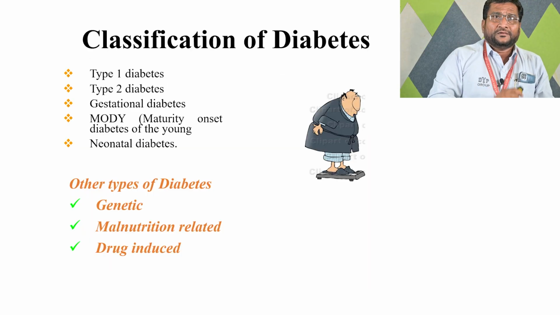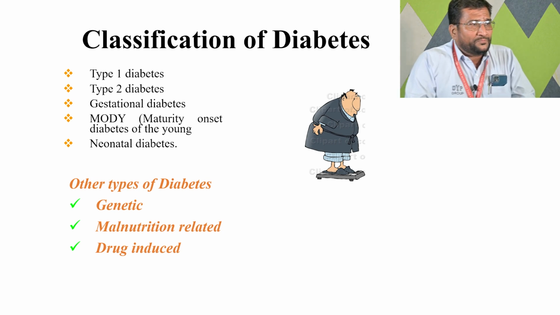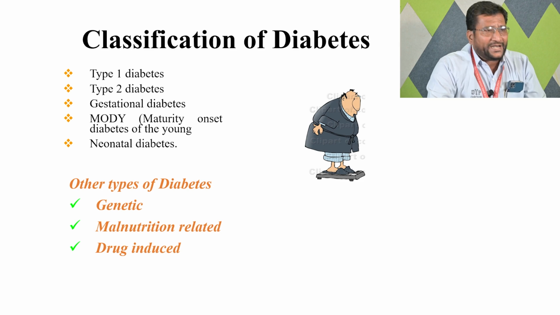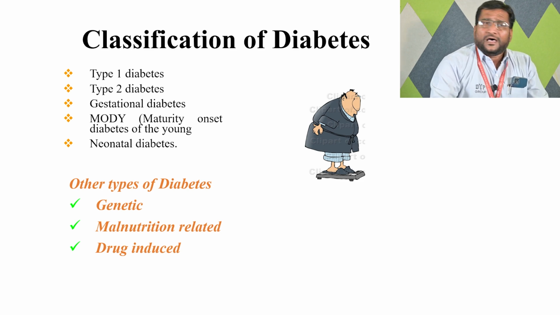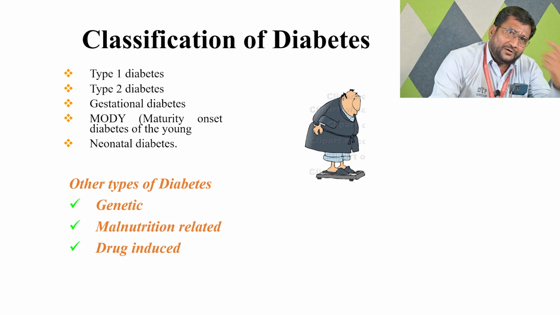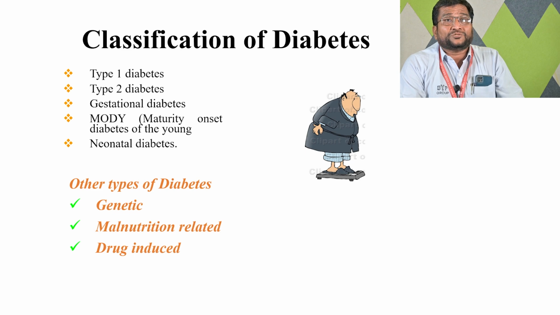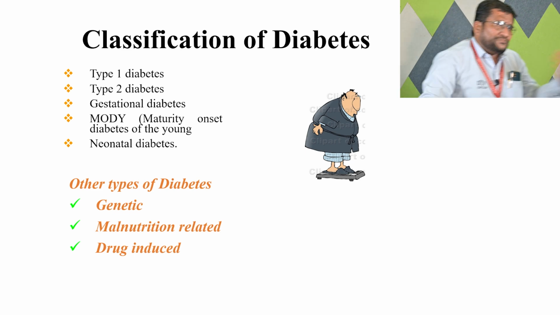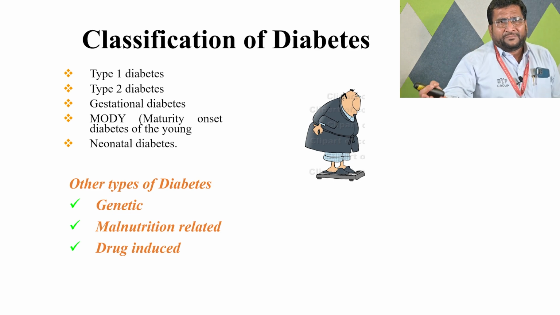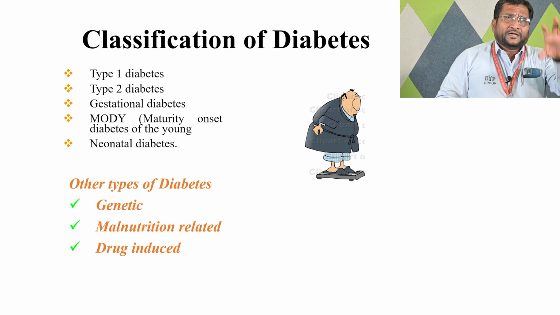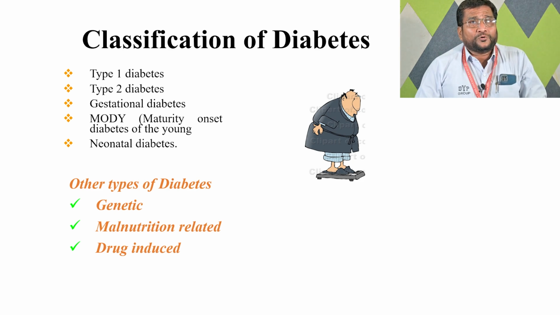There are various types of diabetes mellitus, but the two most prominent types are type 1 diabetes and type 2 diabetes. The third, which rarely occurs, is gestational diabetes, occurring only during pregnancy. Another two types are MODY, that is maturity onset diabetes of the young, and neonatal diabetes. Other types of diabetes also exist: genetic diabetes, malnutrition related and drug induced. But we have to focus only on two types: type 1 diabetes and type 2 diabetes.